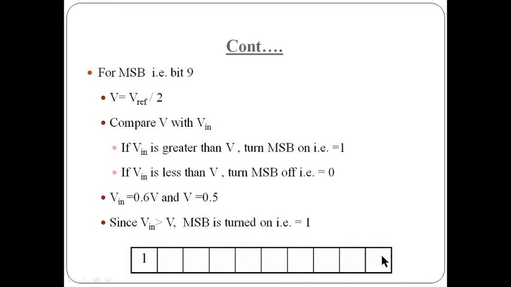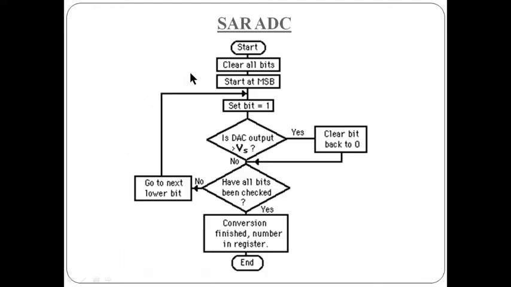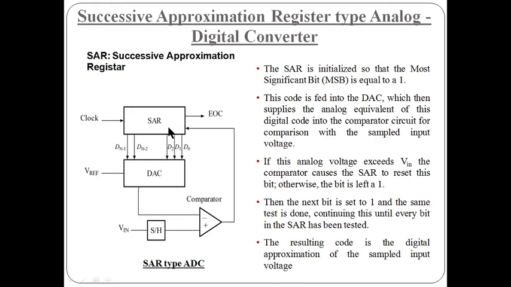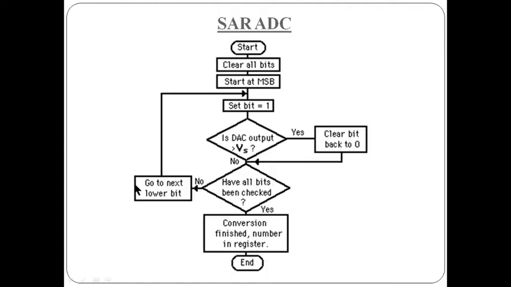This is a 10-bit ADC, meaning the number of blocks is 10: 1, 2, 3, 4, 5, 6, 7, 8, 9, 10. We clear all the blocks initially. Then we check the first MSB, which is bit number 9. Here you can see, if bit 9 is set, then we are going to calculate the voltage which is to come out from this DAC.